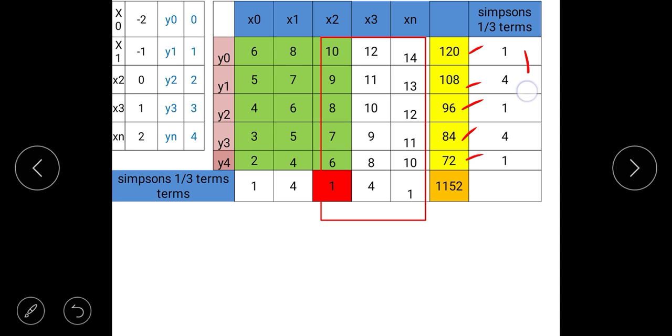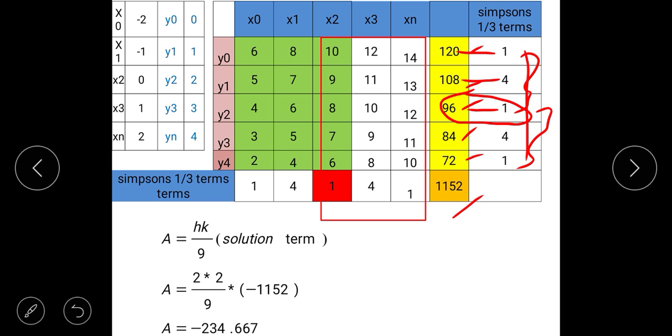Again, apply this to these numbers column-wise. Again 1 into 120 plus 4 into 108 plus 1 into 96. Again remember this term, 96 will come twice because it's 2 into even terms, because these are the first strip and again the second strip. It means 96 should come twice. Then 120 plus 4 into 108 plus 2 into 96 plus 4 into 84 plus 1 into 72. You will get 1152.